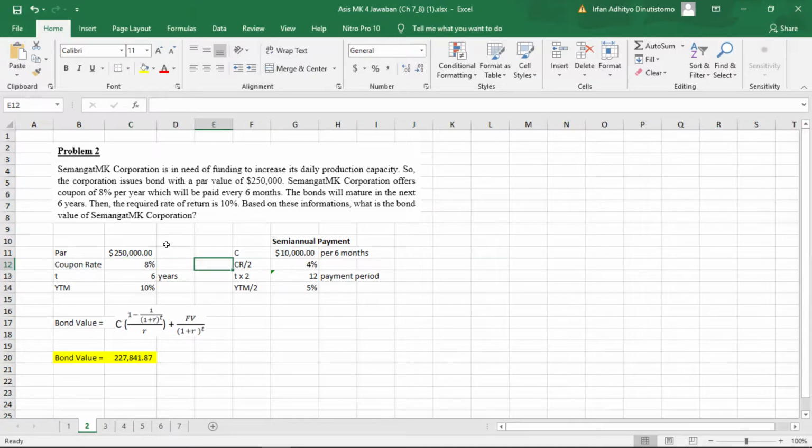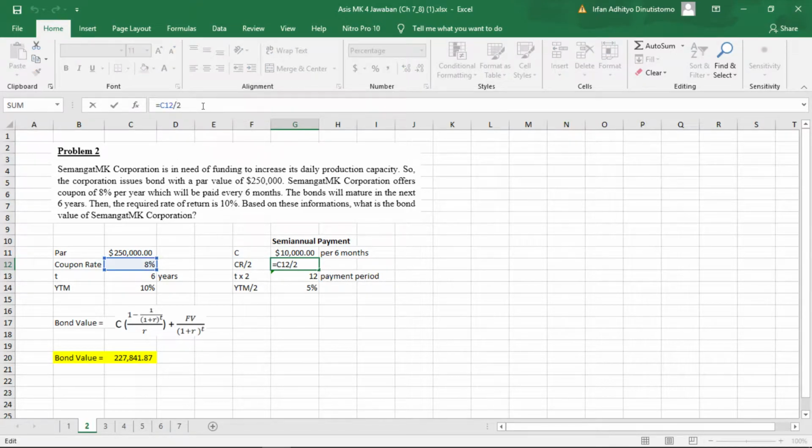So for the coupon rate, you should divide it in half, to 4%. Why? Because if you get 8% in a year, then in half a year you'll get 4%. That's how you calculate the coupon rate if the payment is semi-annual.